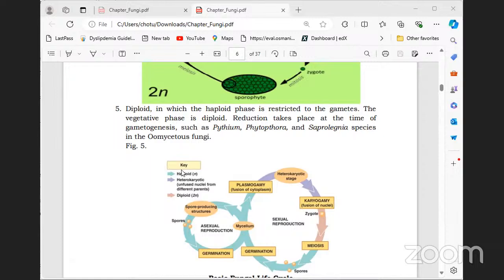Examples are Pythium, Phytophthora, Saprolegnia species, and Oomycetes fungi. You can observe this type of life cycle. Pythium, Phytophthora indica causing white rust disease in the crucifer family, Saprolegnia species, and Oomycetes fungi show this type of life cycle.